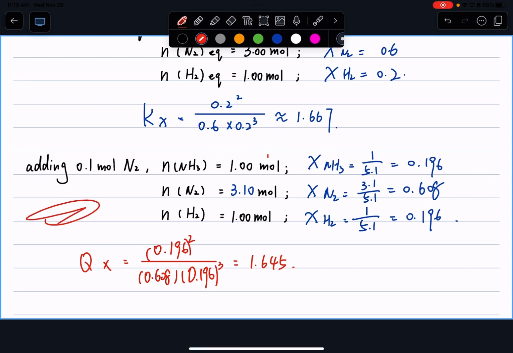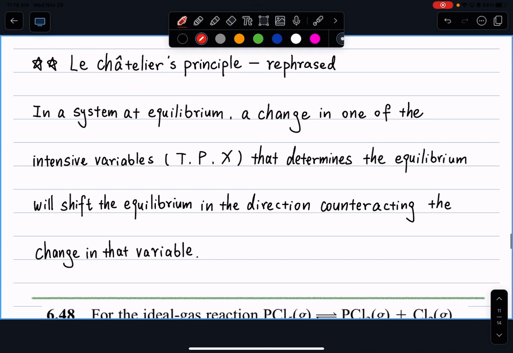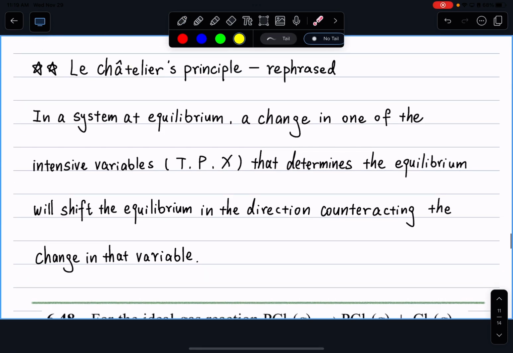The point I'm trying to prove is that in some special situations, adding the product will actually shift your reaction forward as well. But I don't think this is a good example. I'll fix that example with an additional recording later on. Sorry about that. But the point here is we want to rephrase Le Chatelier's principle.